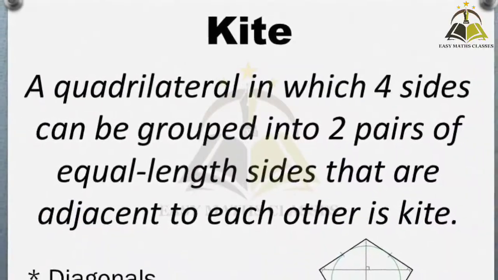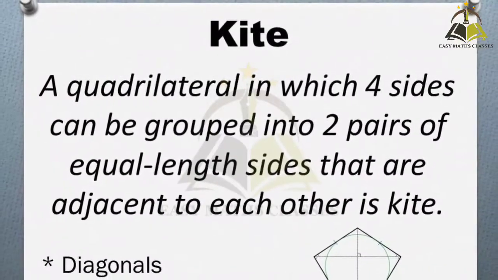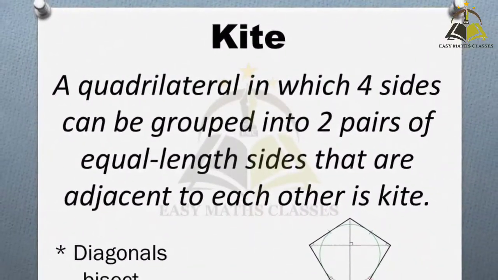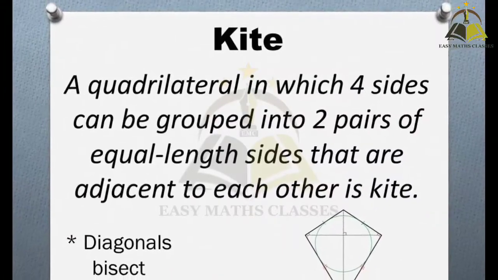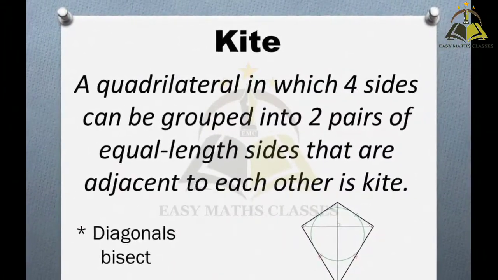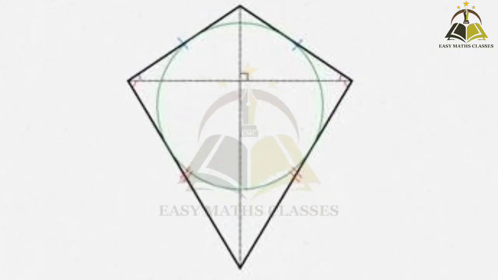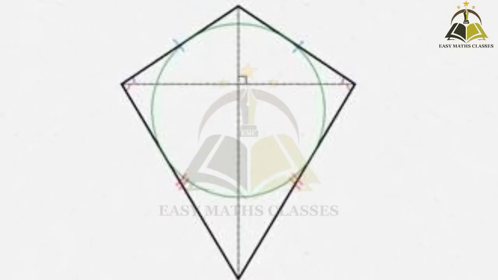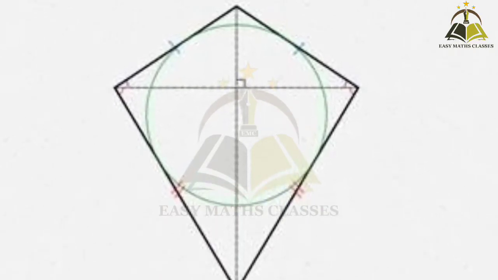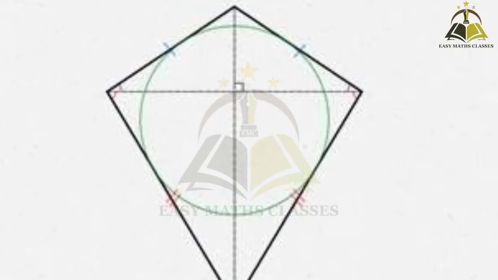Kite. A quadrilateral in which four sides can be grouped into two pair of equal length sides that are adjacent to each other is kite. Quadrilateral में चार साइड में से दो पेयर की साइड्स जो कि इक्वल लेंथ है एक दूसरे के एडजेसेंट होती है और उससे काइट बनती है. The diagonals of a kite are perpendicular bisector of each other. Kite is like a simple kite that we fly in the air.